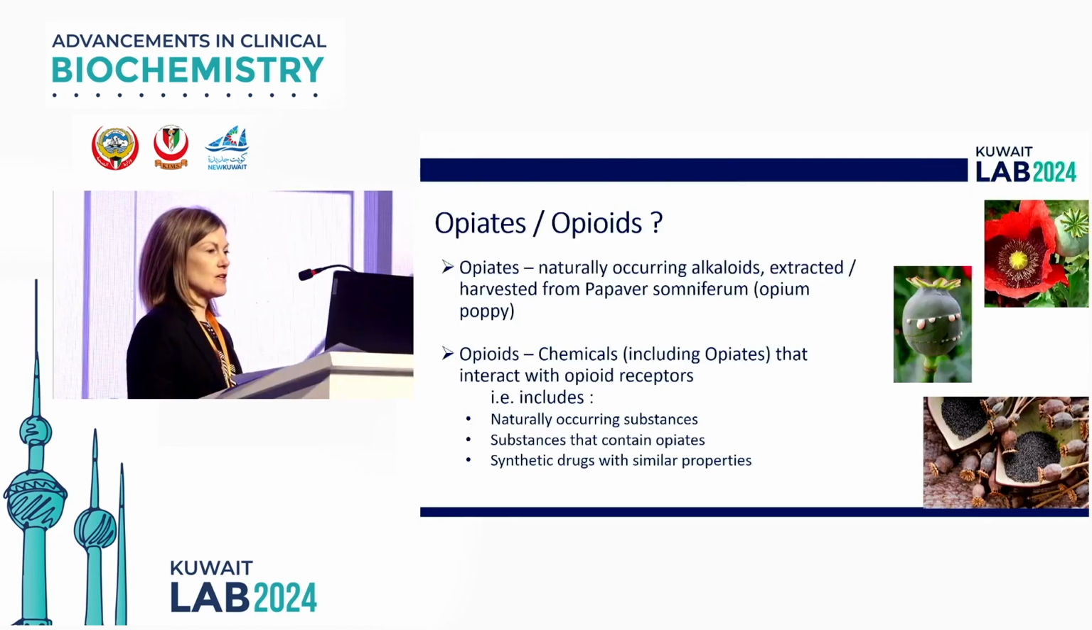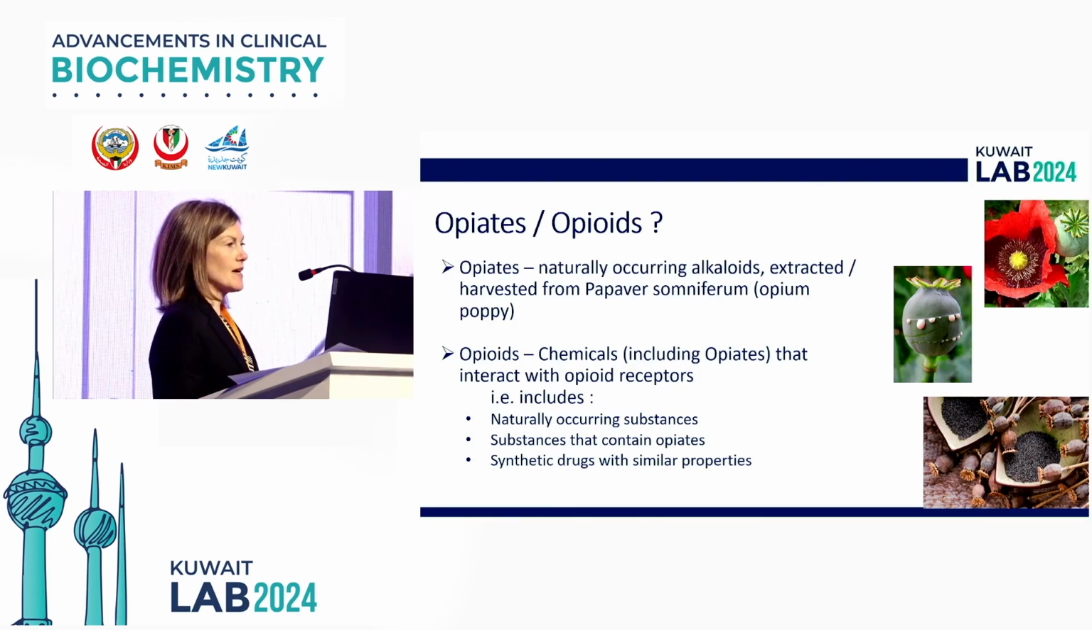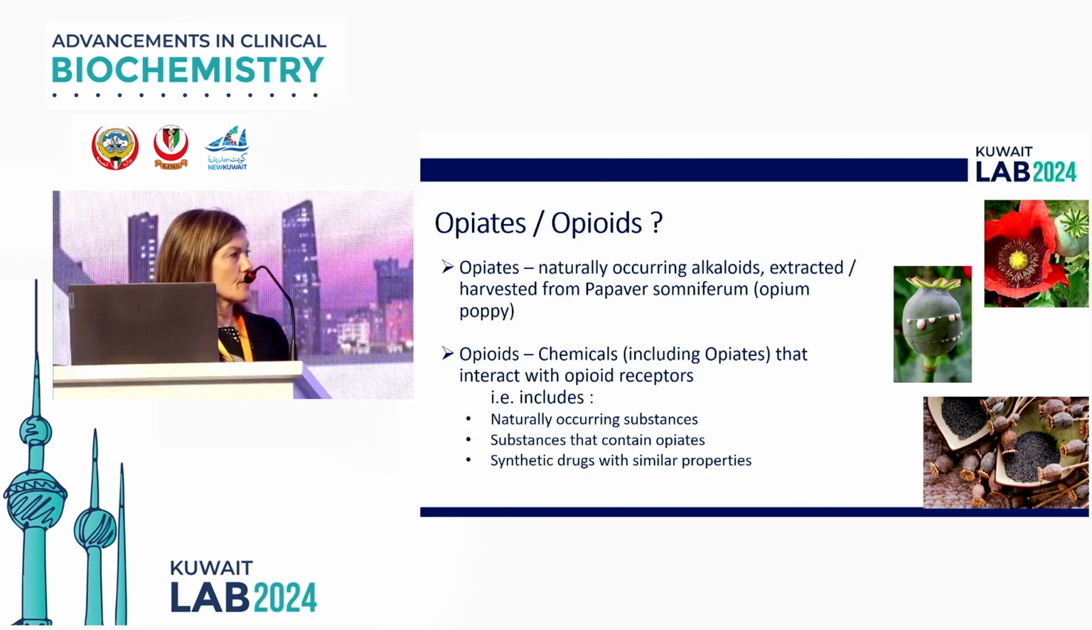So the terminology, is it opiates, is it opioids? We quite often get request forms saying, please test for opioids, please test for opiates, and there is a little bit of confusion. Opiates are naturally occurring alkaloids, those that are extracted or harvested from the opium poppy, whereas the term opioids covers both the natural chemicals from the opium poppy, also the substances that contain opiates, and also synthetic drugs with similar properties, and they all interact with opioid receptors.